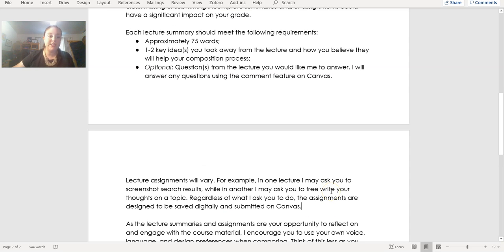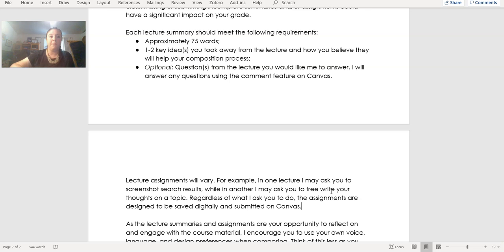So each lecture summary should meet the following requirements. So it should be about 75 words. You should identify 1 to 2 key ideas you took away from the lecture and how you believe they will help your composition process. Now, this is optional. You can also include questions from the lecture that you'd like me to answer.